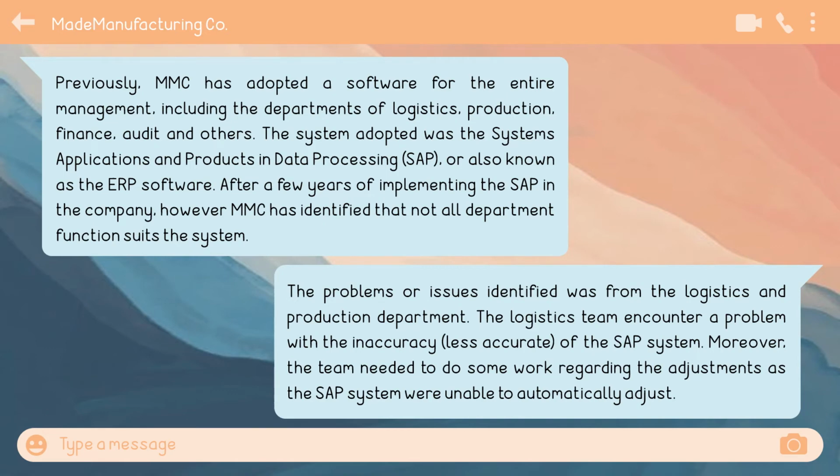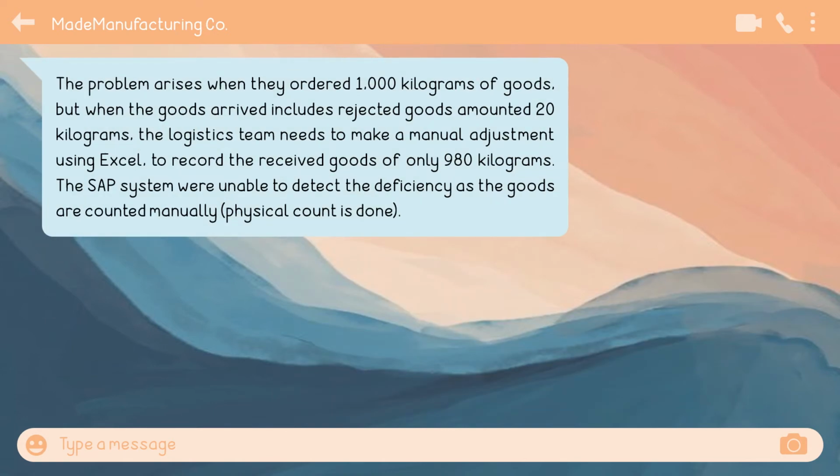The logistics team encountered a problem with the inaccuracy of the SAP system. Moreover, the team needed to do some adjustments as the SAP system was unable to adjust automatically. The problem arises when they ordered 1,000 kilograms of goods, but the goods arrived with rejected goods amounting to 20 kilograms. The logistics team needed to make a manual adjustment using Excel to record the received goods as only 980 kilograms. The SAP system was unable to detect the deficiency as the goods are counted manually, with a physical count.